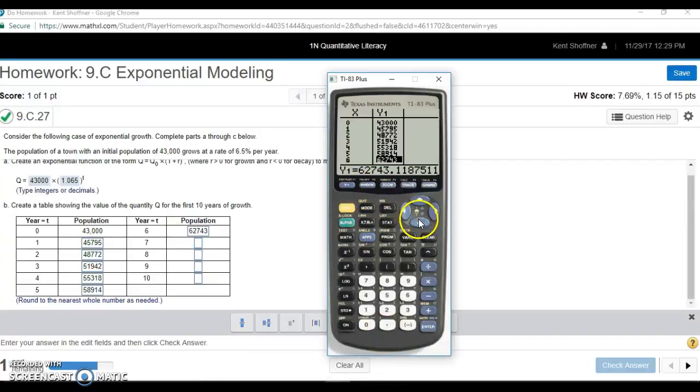I look at my year 7. Oh, it's not there. So I just go over one and hit the scroll down, and there's my 7, 8, 9, 10, and any other number you need to find. So there's year 7. I go over. It's 66,821.4, so that's 66,821.